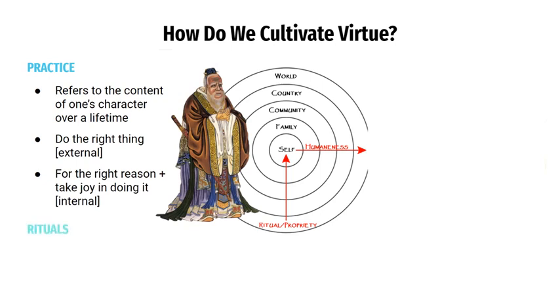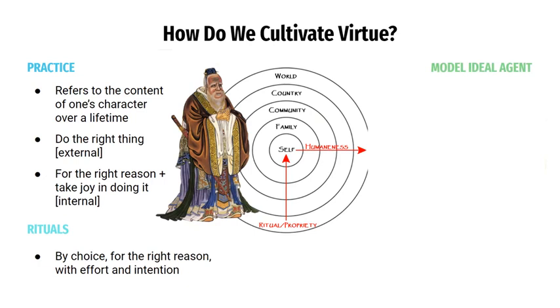It's also going to involve a lot of rituals, which is quite different from Aristotle. By choice, for the right reason, with effort and intention, that part is similar. But in Chinese philosophy, there's a much greater emphasis on cultural rituals, right? Much more so than even the Greeks at the time. And what's the ideal moral agent like? Well, derive principles from deference to moral authorities. We want to emulate those in charge, those in positions of authority, to give us the ways in which we can model our own behavior.